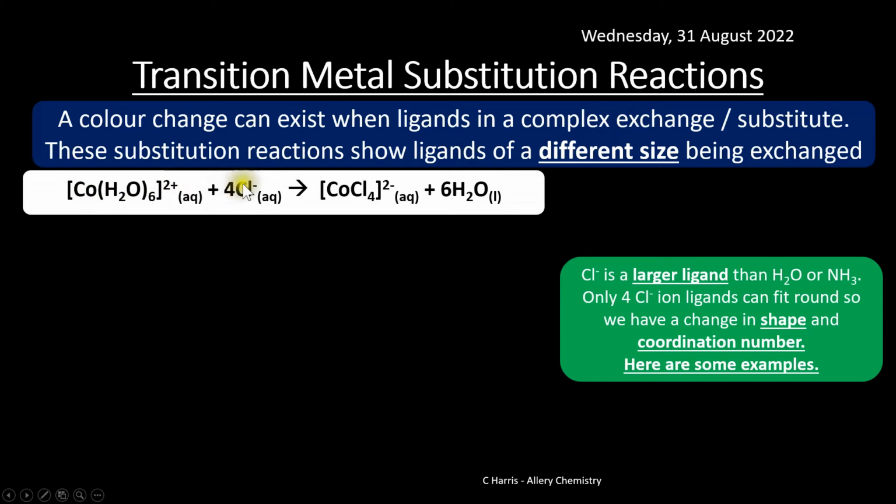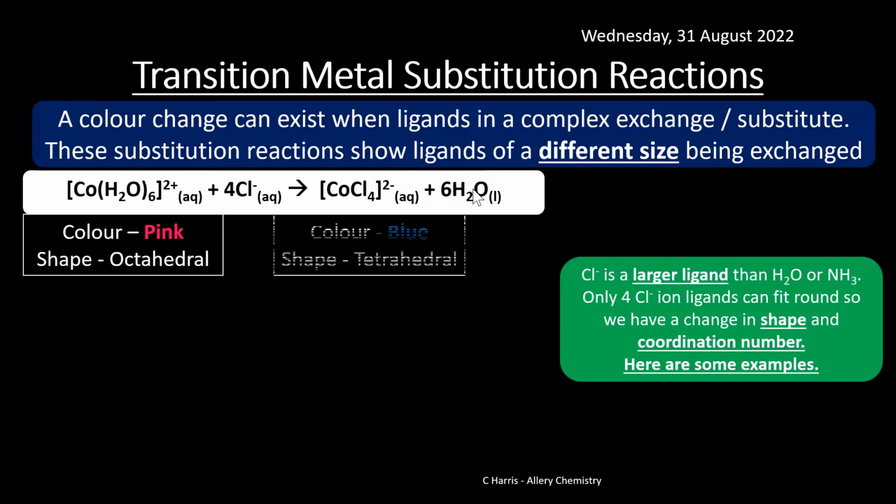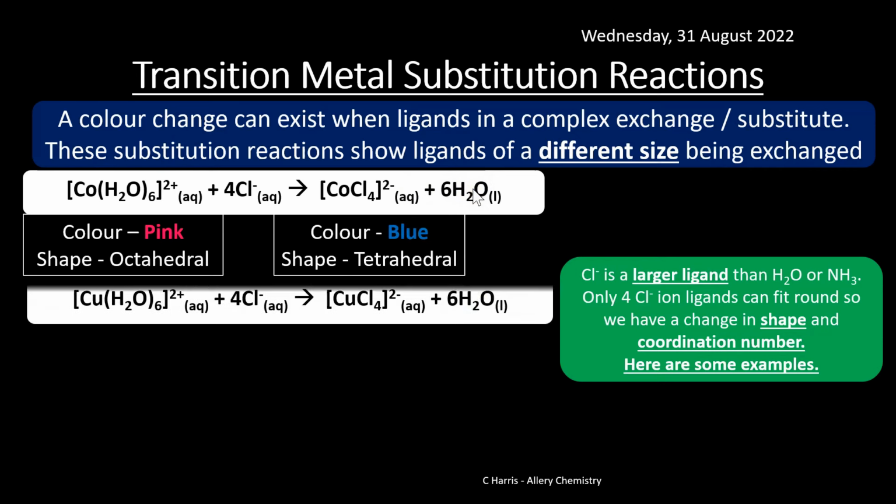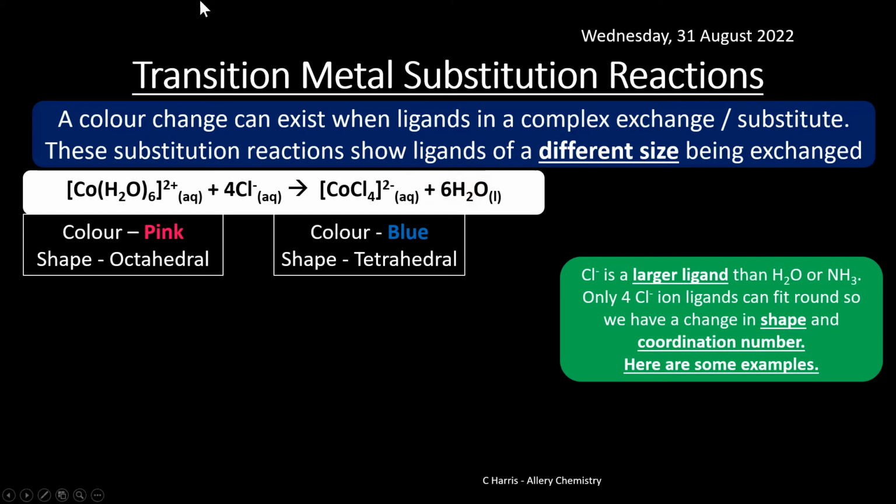Adding chloride ions in there will form a cobalt chloride complex and 6 waters. Here we're going from a pink to a blue colour, and what we're doing is kicking off all of the water ligands, displacing them completely. Displacement is a better word. So we're displacing these water ligands, replacing them with chloride ligands, and we're getting a very different complex.